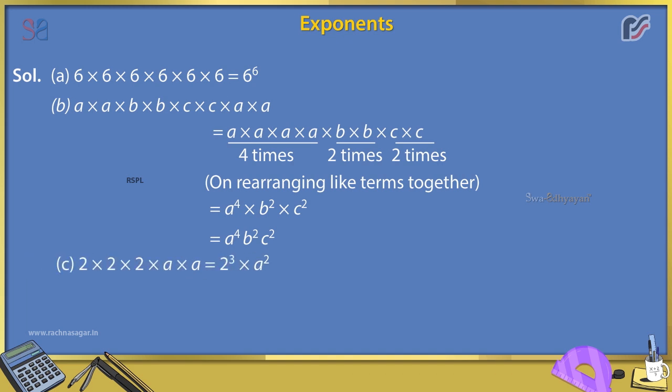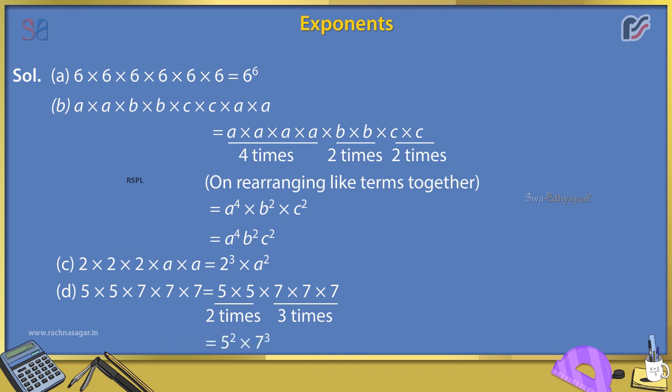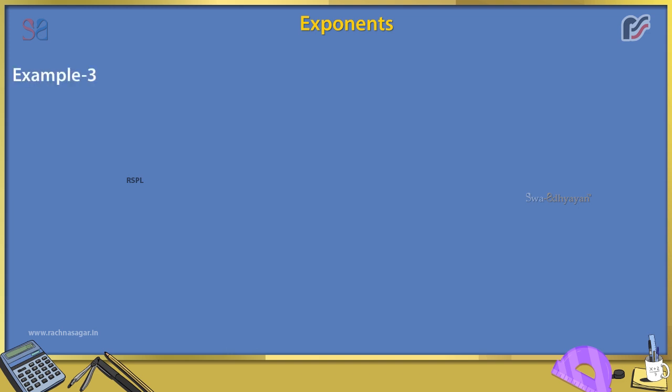C. 2 into 2 into 2 into A into A is equal to 2 raised to the power 3 into A raised to the power 2. D. 5 into 5 into 7 into 7 into 7 is equal to 5 into 5 2 times, into 7 into 7 into 7 3 times, is equal to 5 raised to the power 2 into 7 raised to the power 3. Example 3. Express each of the following in exponential notations.